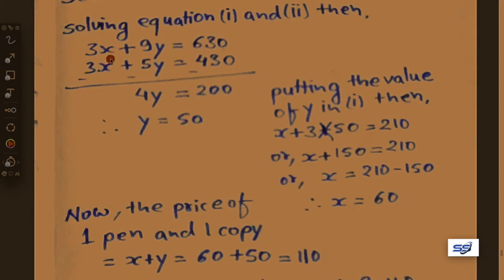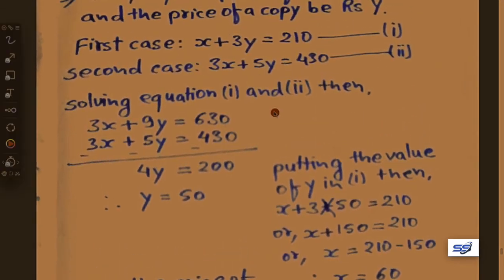Here the first equation is 3x plus 9y equal 630. It means equation 1 is multiplied. Our equation 1 is x plus 3y equal 210. Equation 1 is multiplied with 3: x times 3 is 3x, plus 3 times 3y comes 9y, equal, now 210 multiplied with 3 becomes 630. So equation 1 is multiplied with 3. To solve the equation, we have to do this multiplication.